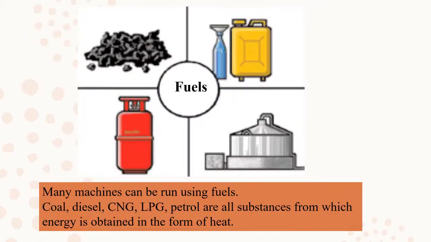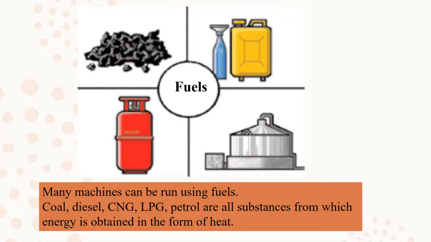Many machines can be run using fuels. There are many machines in our houses or on the roads. They make use of different types of fuels. ठीक है, एनर्जी का जो सोर्स होता है उसे फ्यूल कहते हैं, like coal, diesel, CNG, LPG, petrol. These are all substances from which energy is obtained in the form of heat.